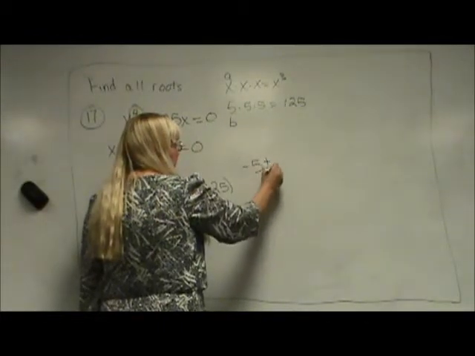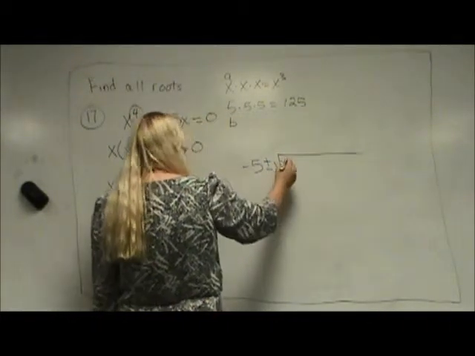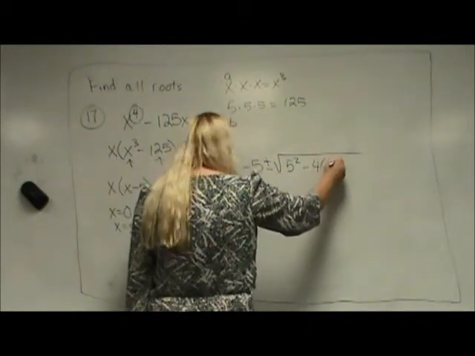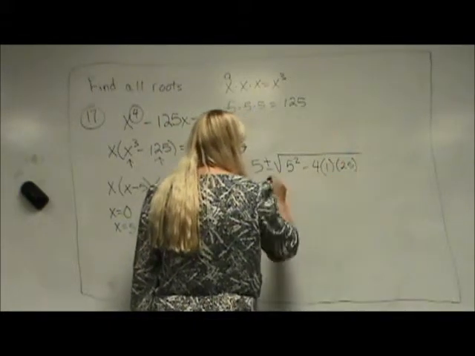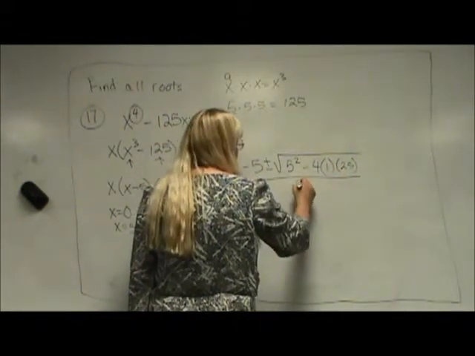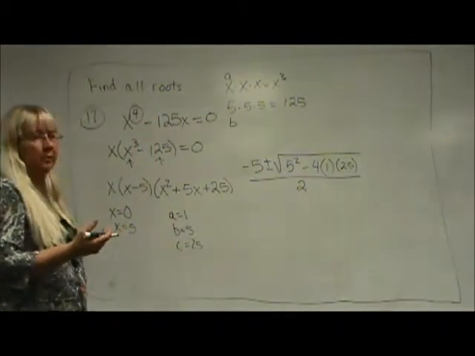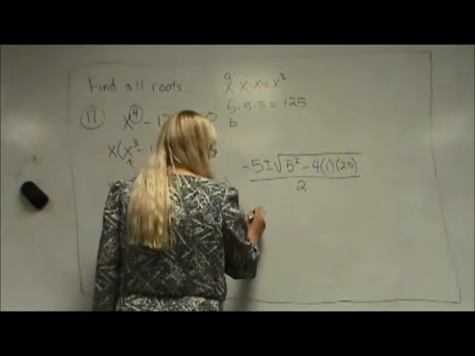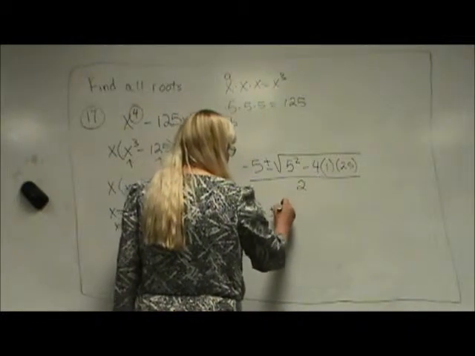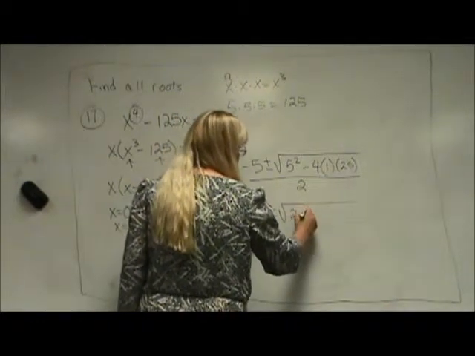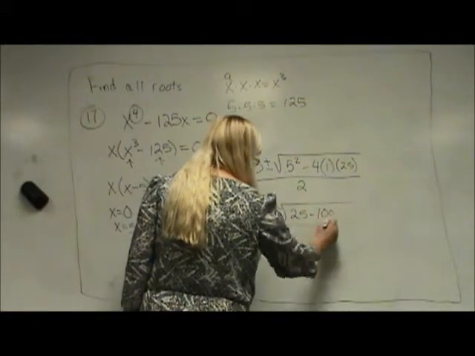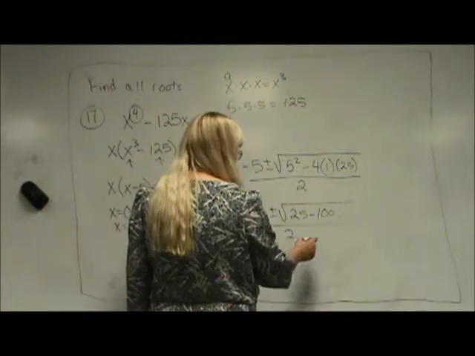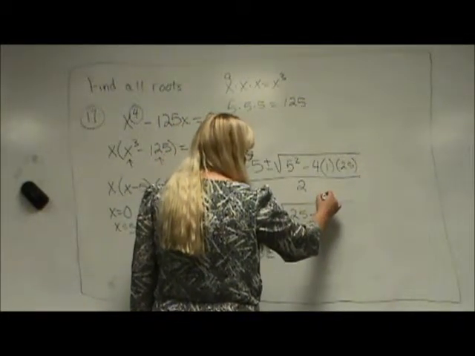So I have a equals 1, b equals 5, c equals 25. Minus 5 plus or minus the square root of 5 squared minus 4 times 1 times 25, all over 2. I'm going to leave off the 1. We're multiplying by a, but it's just 1, so I'm just going to leave that. So that gives me minus 5 plus or minus the square root of 25 minus 100, all over 2. This is going to become negative 75.